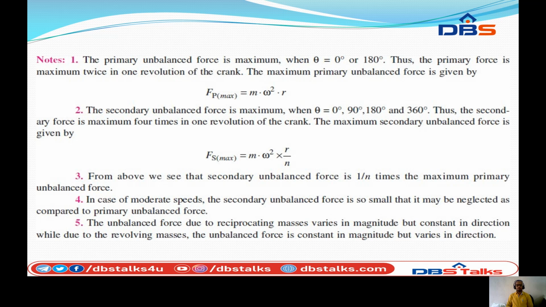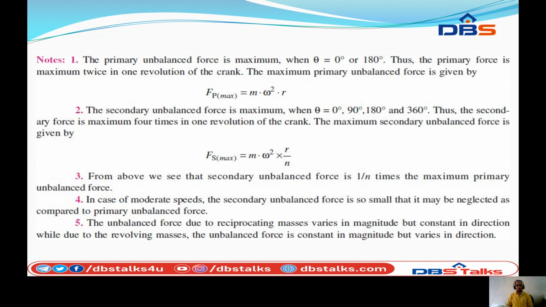If you categorize, m omega square r means Fp max, that is the maximum primary force. So it is 1 by n times the maximum primary unbalanced force. In case of moderate speeds, the secondary unbalanced force is so small that it may be neglected as compared with the primary unbalanced force.